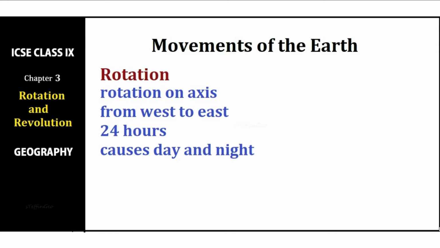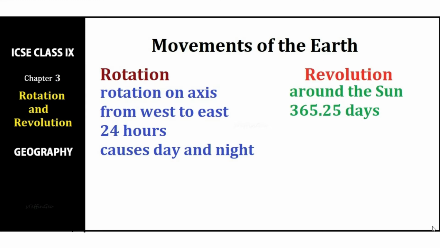Rotation is the movement of the Earth, or the spinning of the Earth on its axis from west to east, and Earth takes 24 hours for making one whole rotation. Earth has to cover 360 degrees, and for that, Earth takes 24 hours, and this causes day and night.